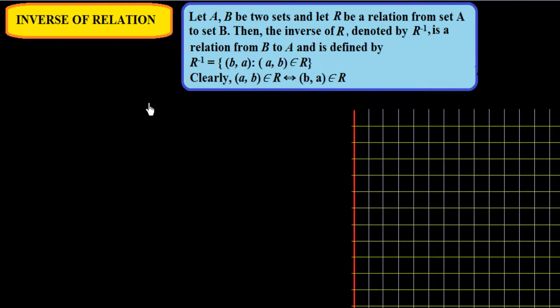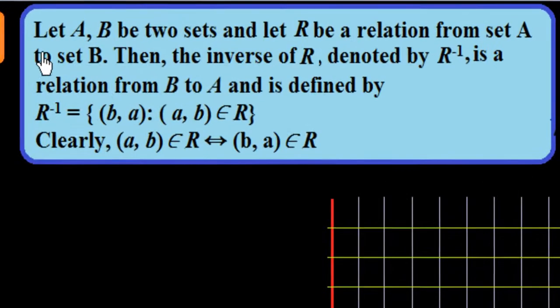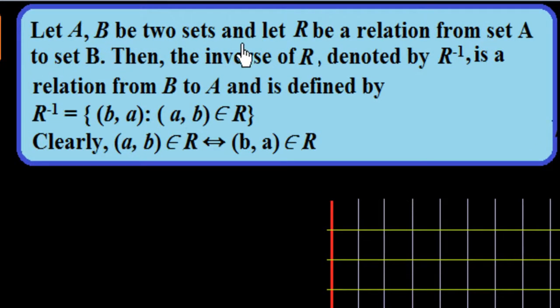Now we study the inverse of a relation. The inverse of a relation is the B cross A. In the relation we have seen the A to B relation, A cross B, and the B to A relation is the inverse of A to B. So let A and B be 2 sets and let R be a relation from set A to set B. Then the inverse of R, denoted by R inverse, is a relation from B to A and is defined by R inverse = {(b, a) such that (a, b) belongs to R}.